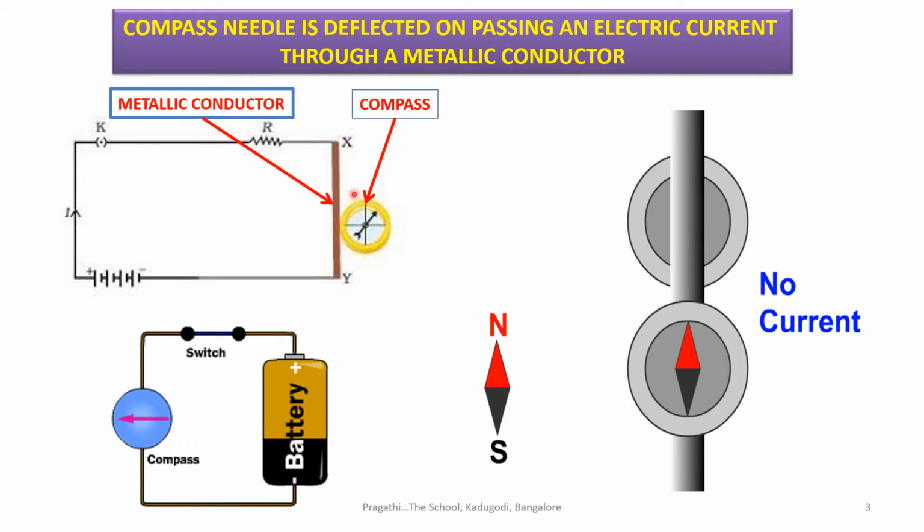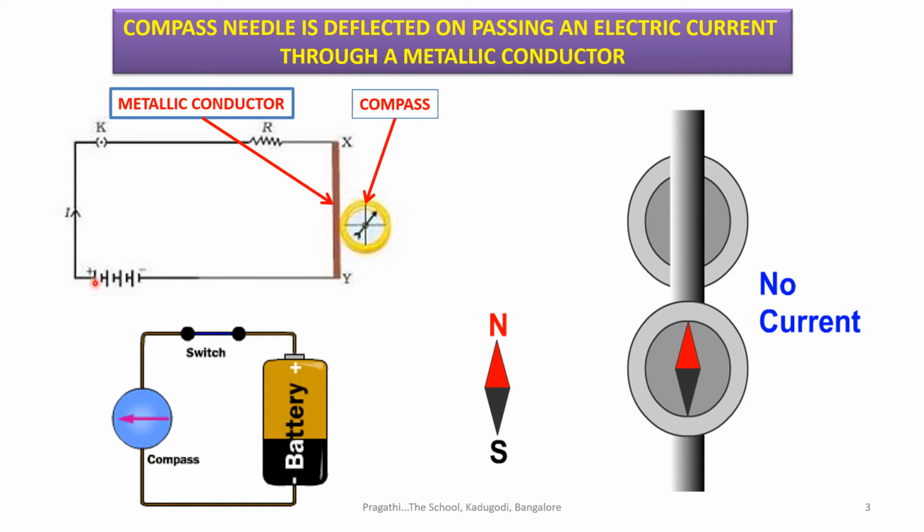You can see here, this is called a circuit diagram. It has got a battery connection plus minus, and it is connected to a key, it is connected to a resistor, and it is connected to a conductor, metallic conductor. What is a metallic conductor? It can be aluminum, it can be copper, it can be steel, anything. A metal conductor is called a metallic conductor. This side is connected to the positive side and this side is connected to the negative side of the battery.